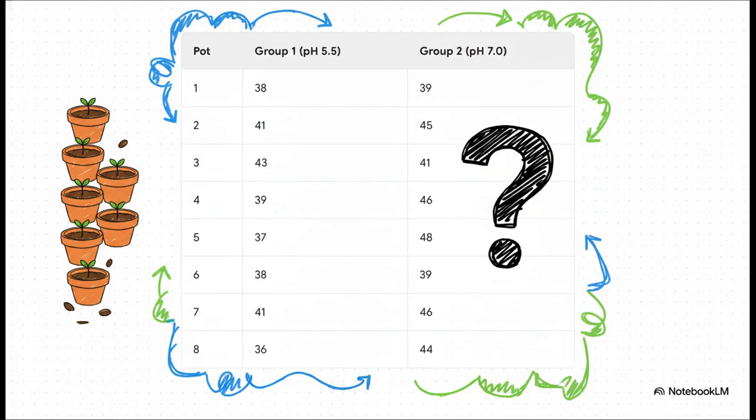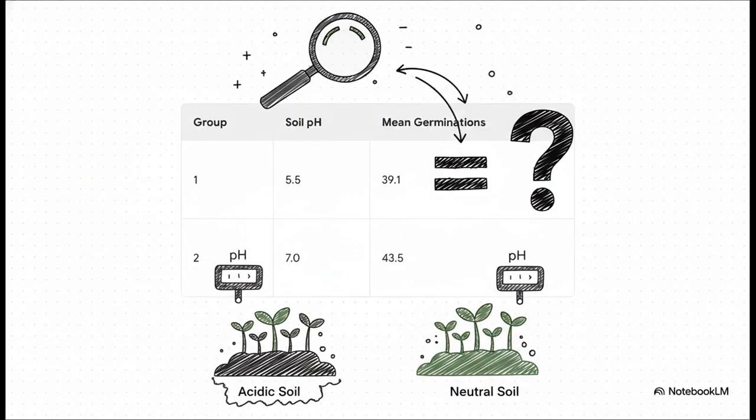So we planted our seeds, we've waited around, and now we have the raw numbers. This table just shows how many seeds popped up in each pot for both groups. And if you just glance at it, it's kind of just a jumble of numbers, isn't it? It's really tough to see a clear pattern just by looking. So, the very first step to finding a pattern is to calculate the average, or mean, for each group. Okay, so the acidic soil averaged about 39 seeds, while the neutral soil averaged over 43. So there is a difference.